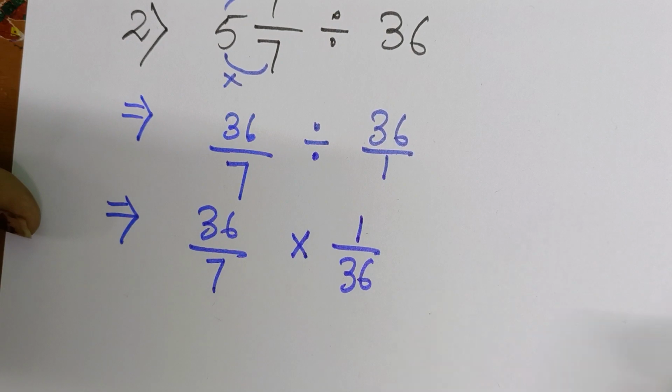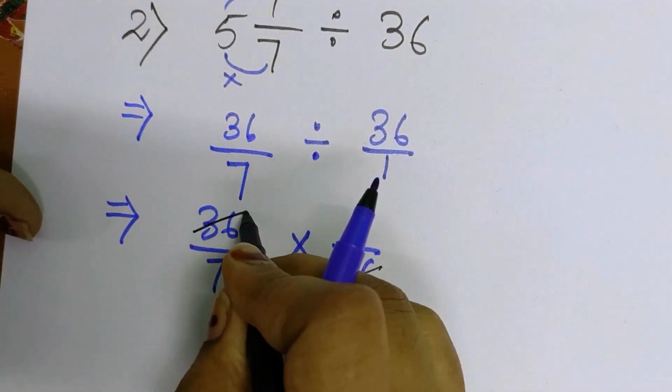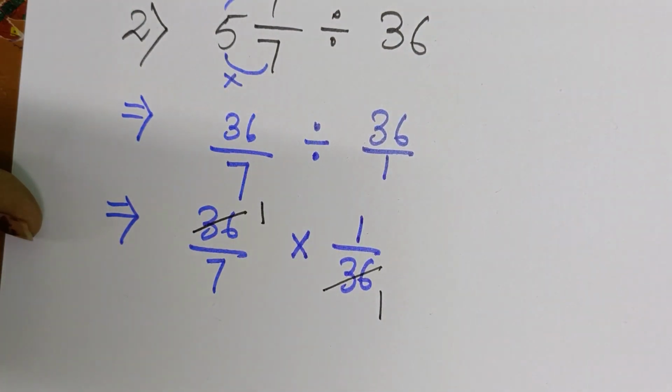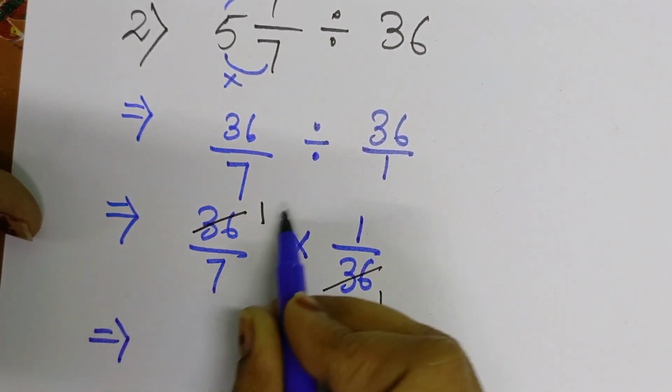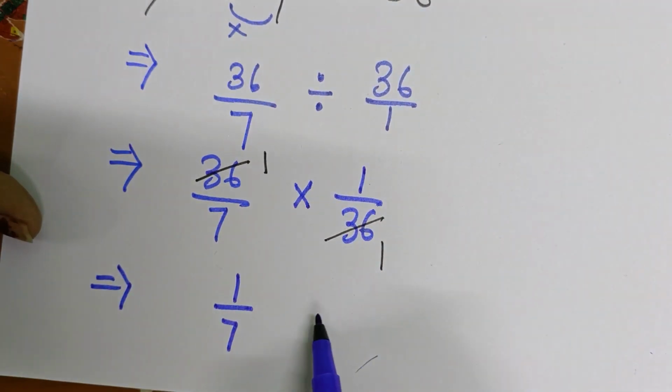Clear? Now you can see the numbers are divisible. So 36 1 is 36, 36 1 is 36, and none of the numbers is divisible. Okay, so our answer is 1 1 is 1, 7 1 is 7. So 1 by 7 is our answer.